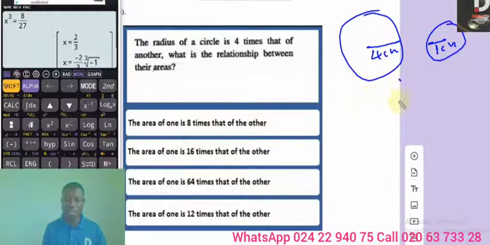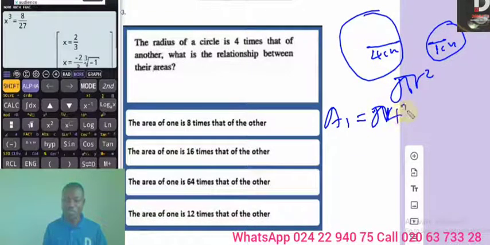Area of a circle is what? Pi r squared. That's what you must recognize. So I'm looking for the area of this one. Area 1 is equal to pi. What is the r in this case? The r is 4, squared. What about here? Area 2 is equal to the same pi. What is the r? 1, squared. Pi cancels pi. Do you agree? 4 squared is 16. 1 squared is 1. Therefore, the ratio is 16 to 1.